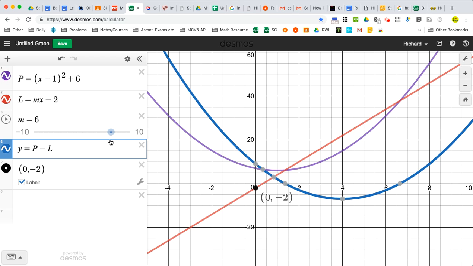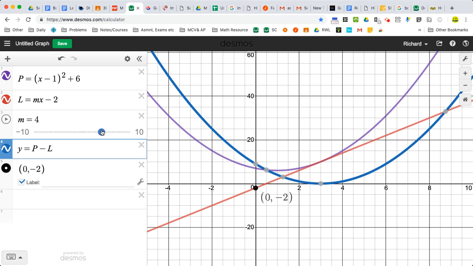All right, so what I want to do now is give you an idea of how we get a solution set for the values of m.